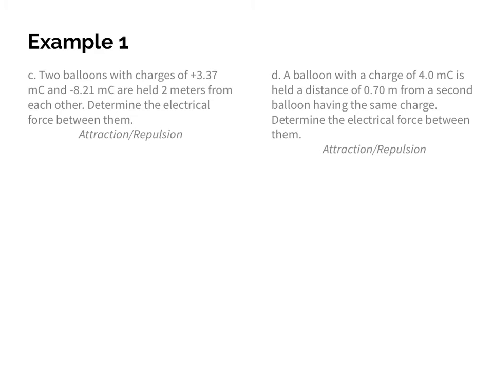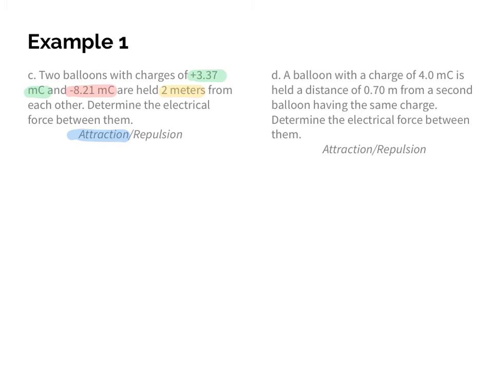All right, next example. Again, we're going to look at the same idea, but now we're going to do something a little bit different. We're going to look at different charges. So here I have 2 charges, one of which is positive 3.37 mC. mC means millicoulombs. And then we have negative 8.21 millicoulombs, and they are held at a larger distance of 2 meters apart. So because they're opposite charges, first of all, we know that this is going to be a force of attraction.